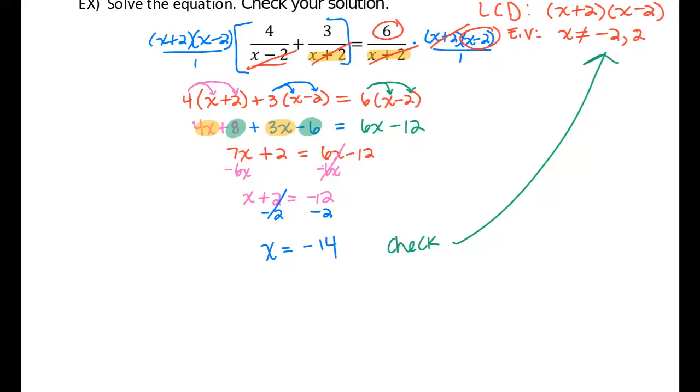My excluded values are just negative 2 and 2. My answer is not either of those, so this is a valid solution. Okay. And I know it kind of seems like a waste, I guess, to be checking the excluded values because it's always been valid. But starting tomorrow, we're going to see that it's not always going to be valid. We'll see extraneous solutions tomorrow. So just make sure you're always checking your excluded values.